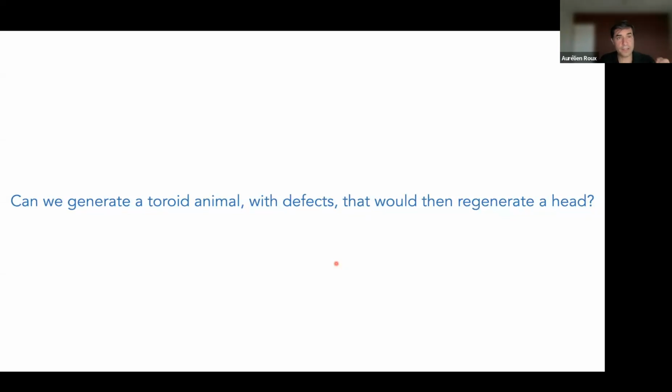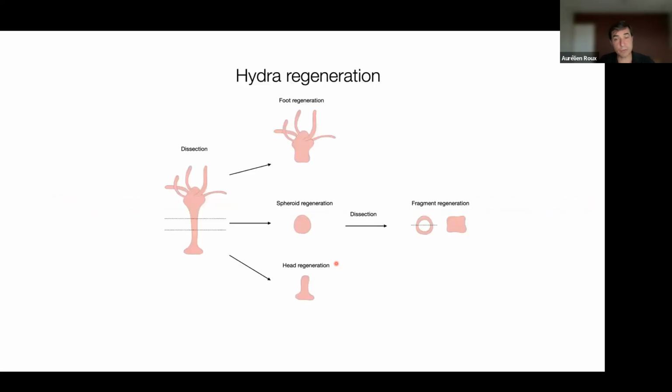So the conclusion of this experiment was, if you have no defects, you get no head. Now, is that a property just of the toroid, or is it a property of having really no defects? So we wanted to have a toroid with defects to see whether in this case we would generate a head and a foot. So in this case, we use a different tissue, and this is the spheroid regeneration.